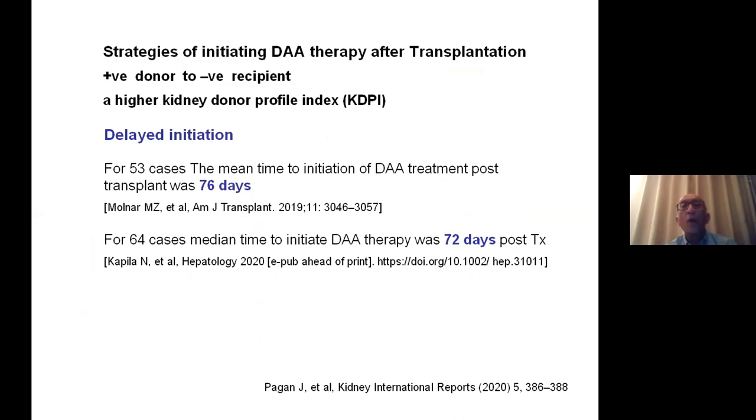When to start the treatment? The basic protocol is the delayed initiation, which is considered by various authors, including Molnar and Capilla, to start the antiviral treatment at least 2 months after transplantation, which is the regimen adopted in our Egyptian protocols, basically. So they consider treatment after 2 months of receiving the graft.